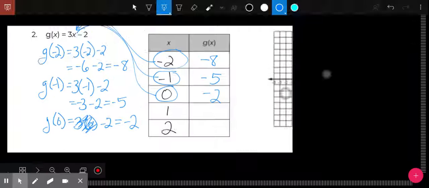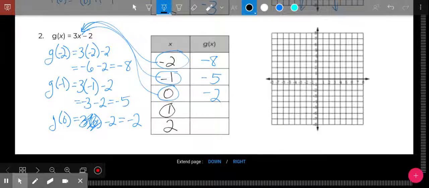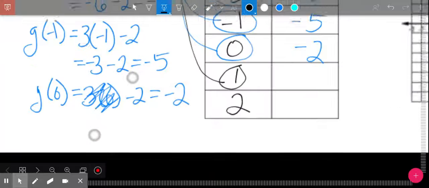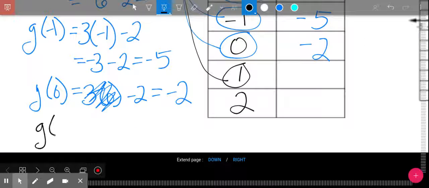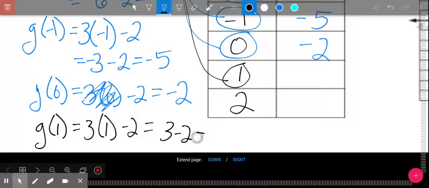And I'm just going to keep going. Isn't this so much fun? So much fun. So we're going to plug in the 1. So now we have g of 1 equals 3 times 1 minus 2. Well, 3 times 1 gives me 3, minus 2 gives me 1. So I have a 1 for an output.